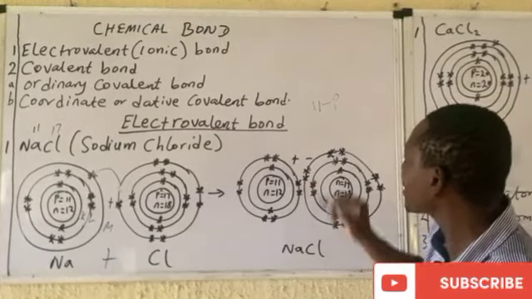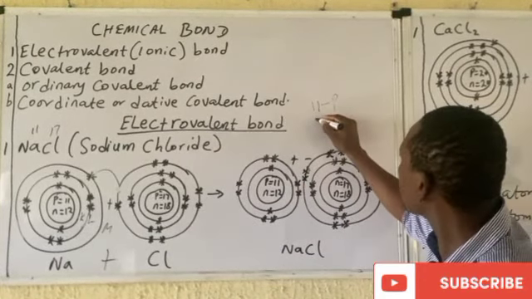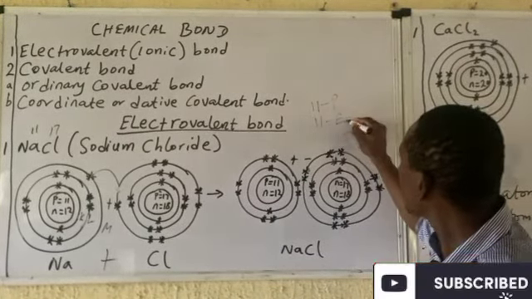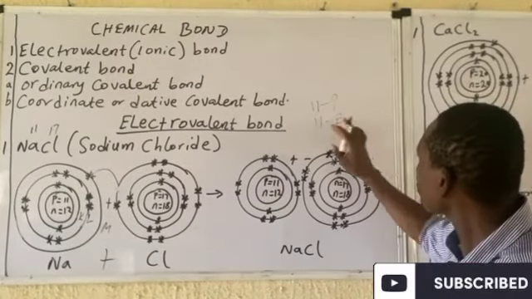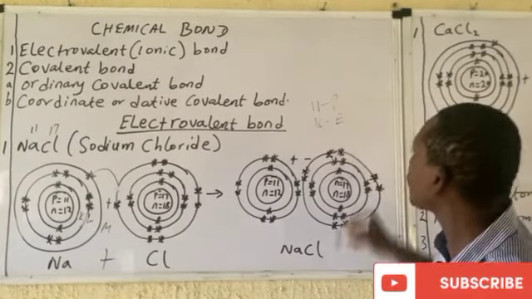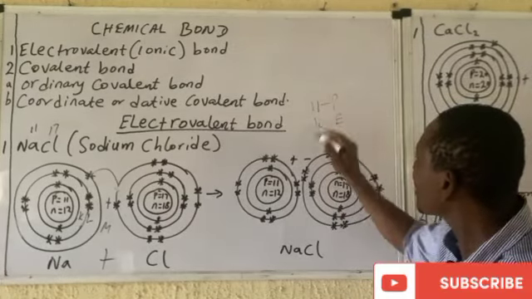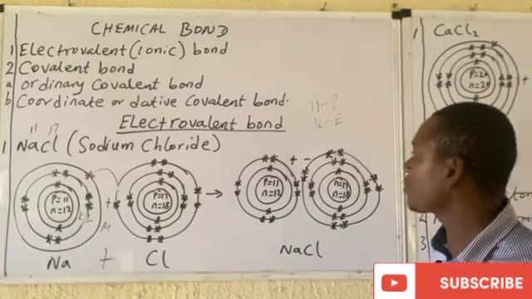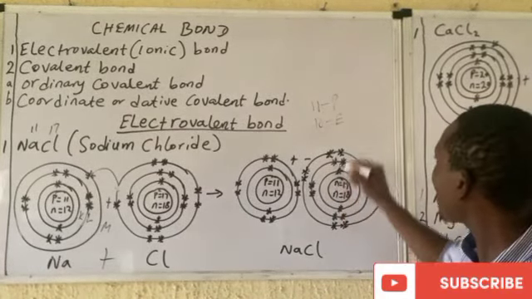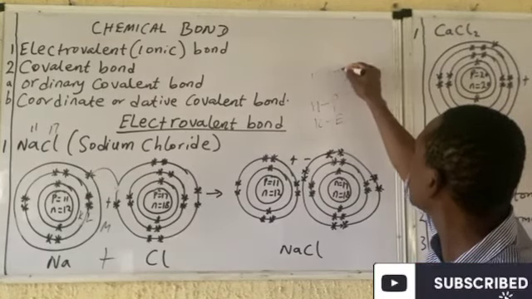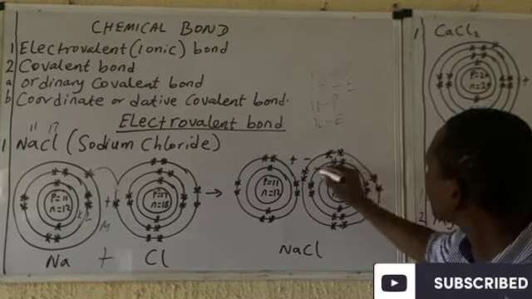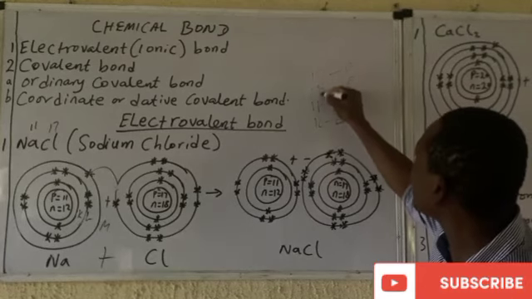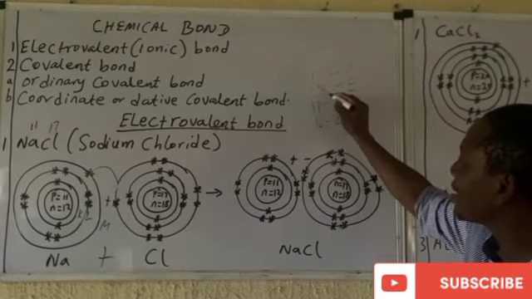Now, it also has 11 what? Electrons. But if it loses one electron, it becomes 10 electrons, right? So we now have 10 electrons. There is one net positive charge in this place. While in this place, it has 17 protons and 17 electrons. So if it gains one electron, how many electrons does it have now? 18. So you now have one net negative charge.